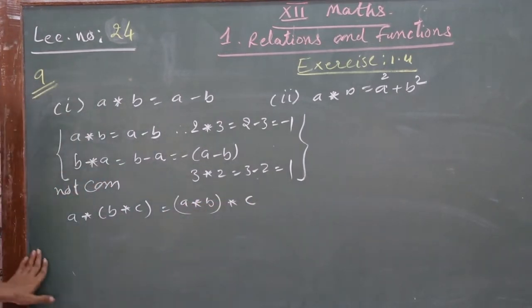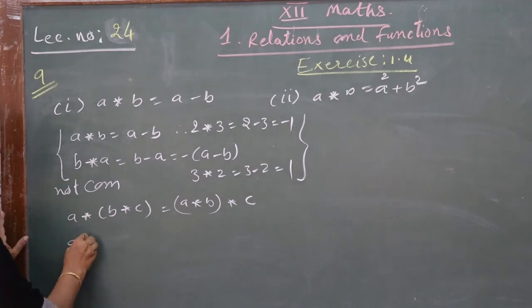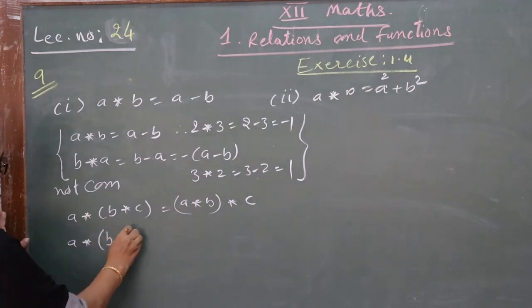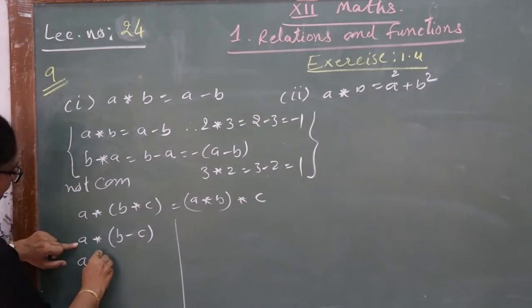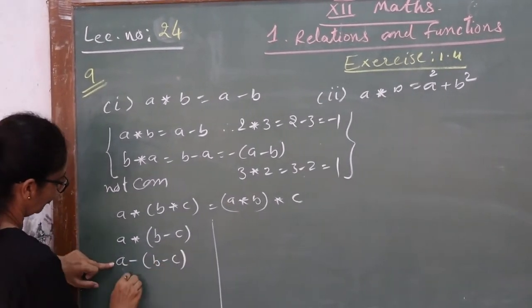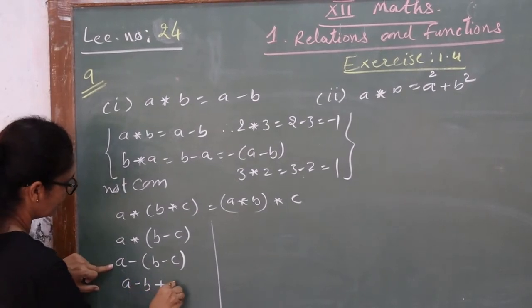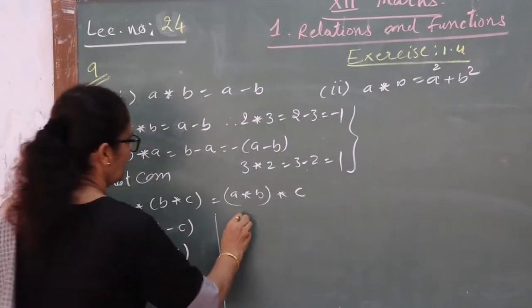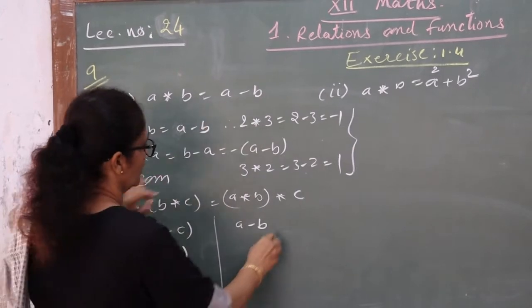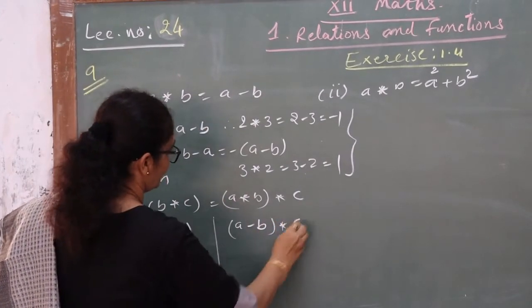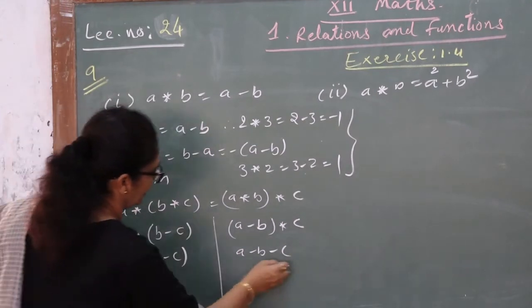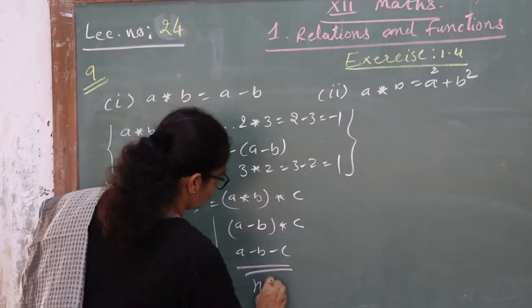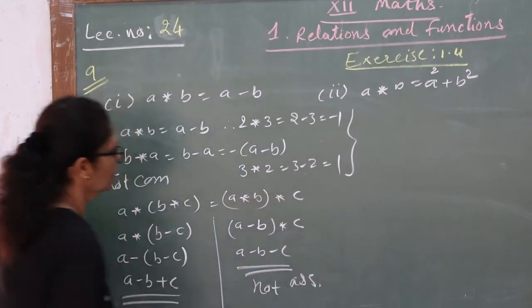Okay, now what to do? We have to write a asterisk b asterisk c. This is a minus, b minus c. Now if we take a minus, b minus c, then what do you get? A minus b plus c. Similarly here, a minus b asterisk c, so a minus b minus c. Now check, this answer and this are not the same, so not associative.